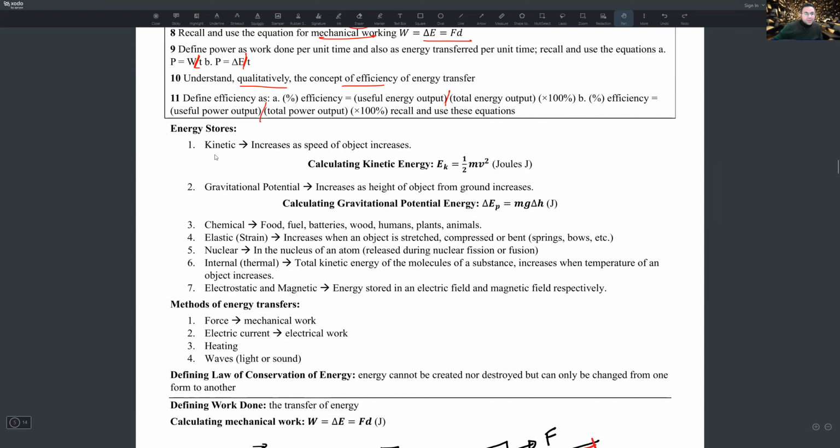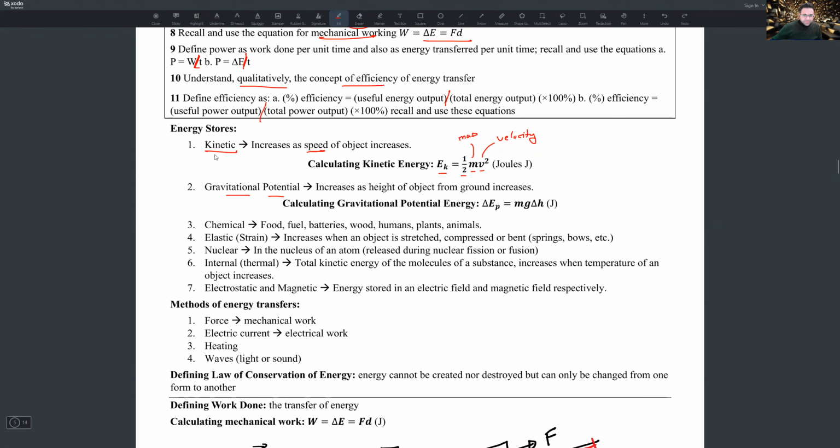اللي هما kinetic. What is kinetic energy? It's the energy of speed. The faster you're moving, the more kinetic energy you have. تتحسب ازاي؟ Kinetic energy is equal to half mv squared. What's m? Mass. What is v? Velocity or speed. So clearly it depends on your speed.